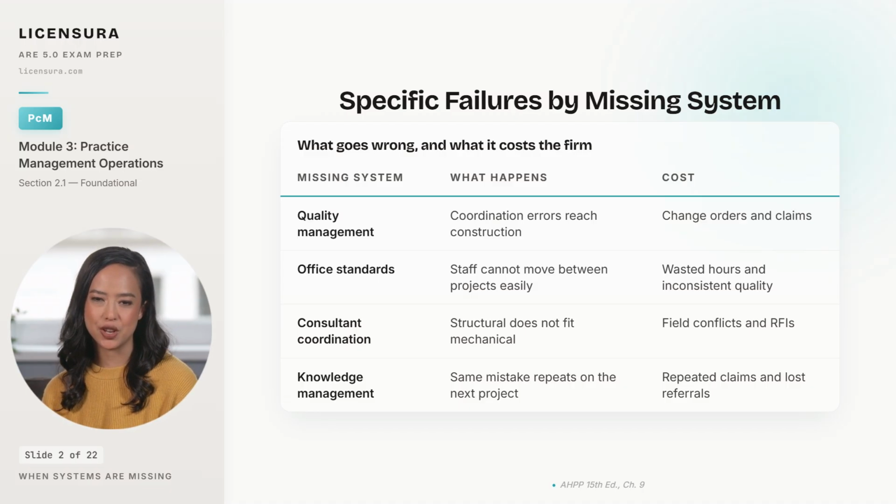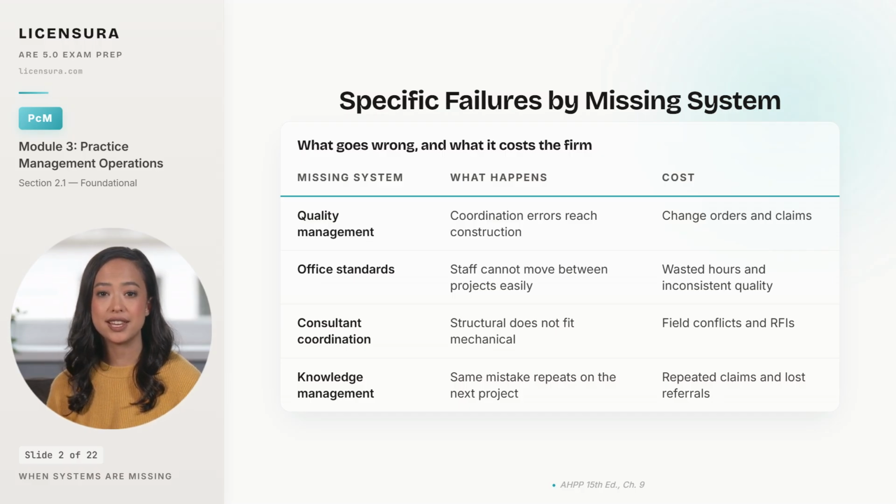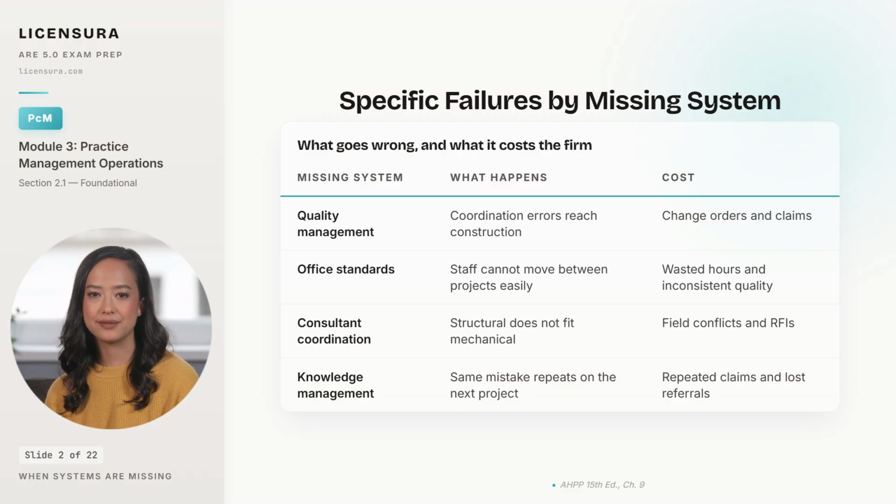Without real consultant coordination, structural does not fit mechanical. Grid lines drift between disciplines, and the contractor finds the conflicts in the field where they are most expensive to resolve. And without knowledge management, the same mistake repeats on the next project, because nobody captured the lesson from the last one, which is how a firm acquires a reputation for delivering trouble and slowly loses the referrals it used to count on. Close with the takeaway and the dollar logic behind it.